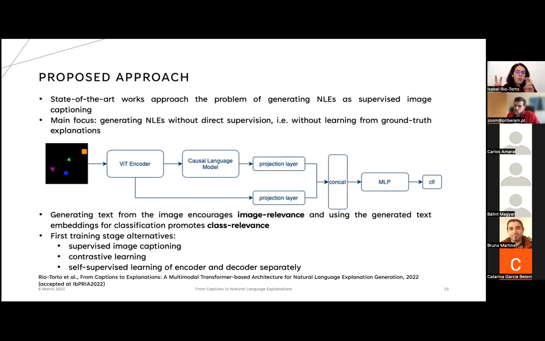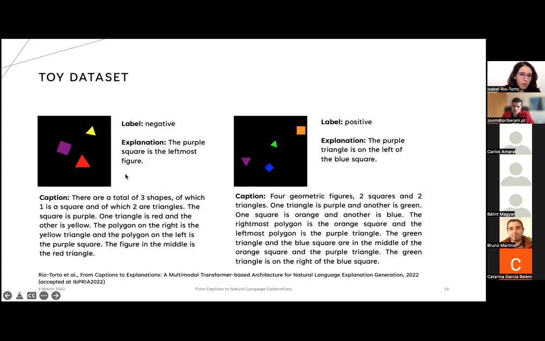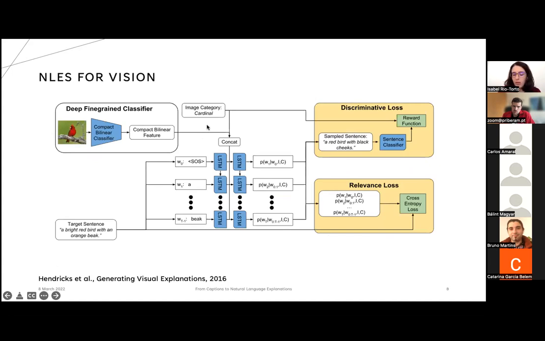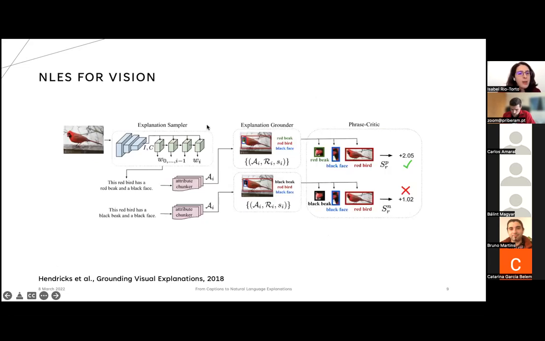So, but I call the output an explanation because a human gave me an explanation and not a description of the image. So what we are trying to do is to learn these natural language explanations without directly supervising them, a bit like the first works try to do here. So we're kind of going back to the basics.